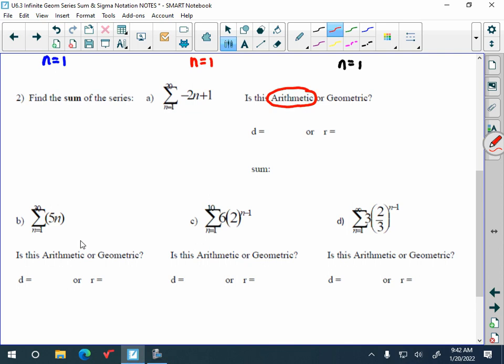So what's the d value? -2. Remember, the d value is the same as the slope. Since this is in the form of y equals mx plus b, and the m is -2 because that's the number in front of the variable, the d value is -2 also. All right, so now we have to find the sum. And so we're using the SN formula for arithmetic. So you go to your formula sheet, go to the arithmetic SN formula. That's the one you're using now.